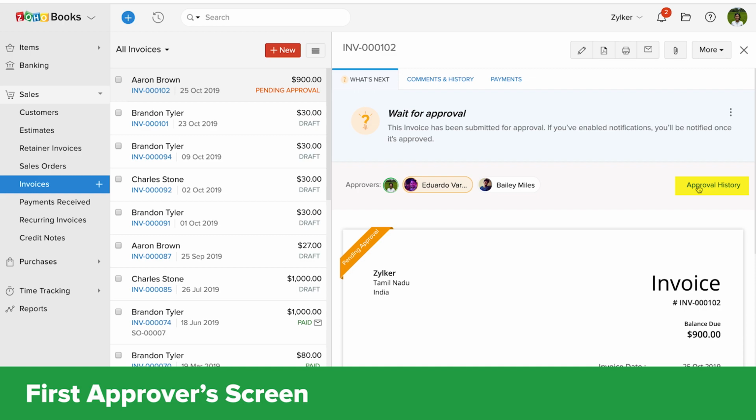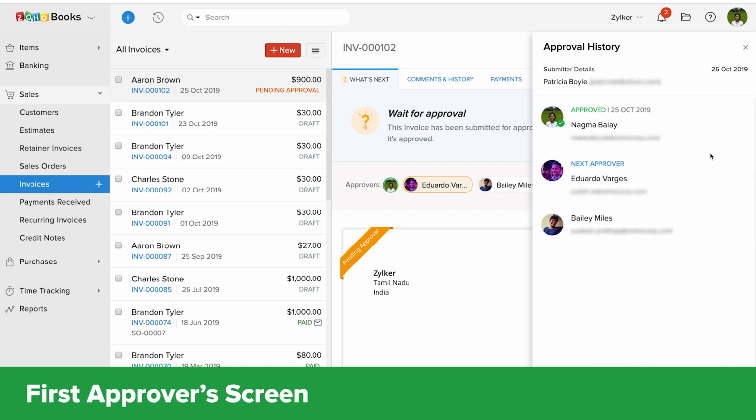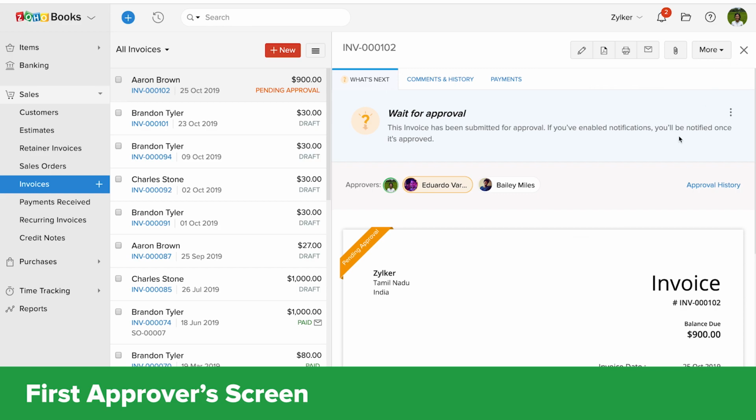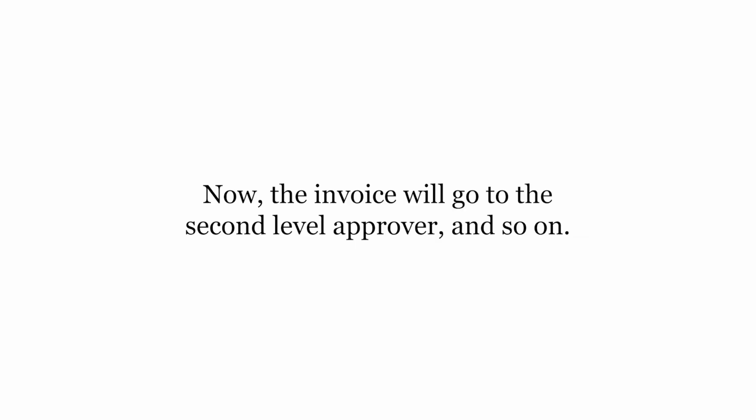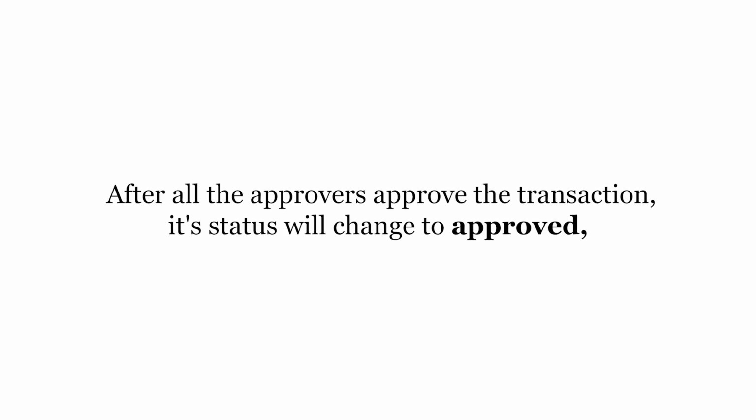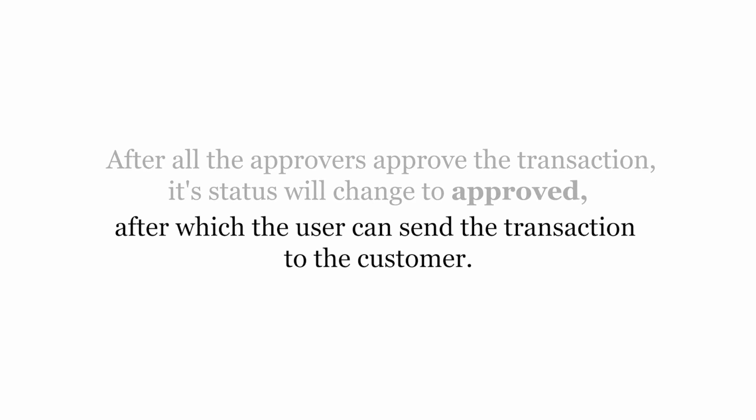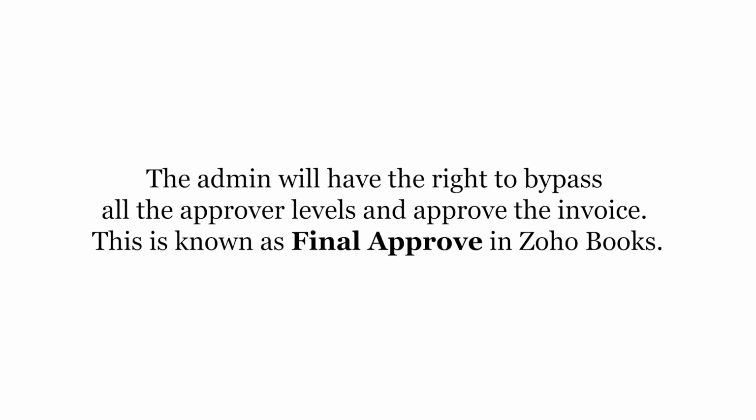You can click Approval History to view the approvals done for this transaction. Now, the invoice will go to the second level approver, and so on. After all the approvers approve the transaction, its status will change to approved, after which the user can send the transaction to the customer. Please note that the admin will have the right to bypass all the approver levels and approve the invoice. This is known as Final Approve in Zoho Books.